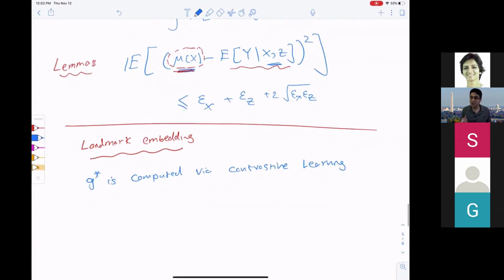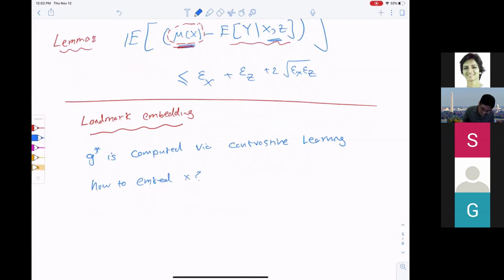Now I have this G star. I want to find an embedding. You give me an image X, and I want to say, okay, this is the embedding of X. So how to embed X? Because G star, remember, takes two inputs, X and Z. But I just want to find an embedding for one image. That's the goal. So in the landmark embedding, they do the following.